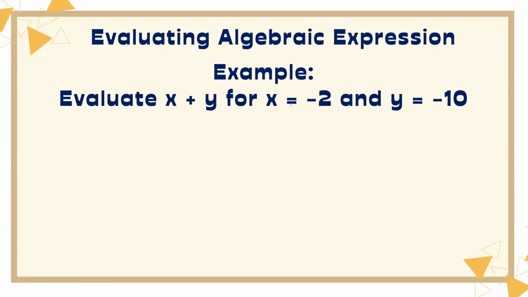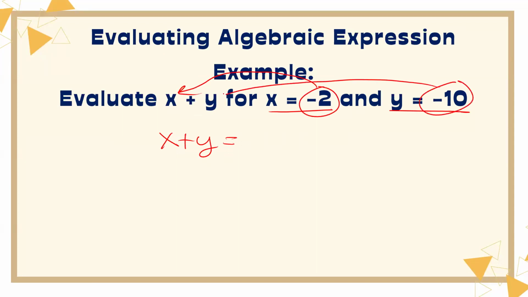Evaluate x plus y when x is negative 2 and y equals negative 10. So we simply substitute x plus y, so negative 2 for x, and negative 10 for y. So what is the value of x again? Very good, negative 2 plus, what's the value of y? Negative 10. So following our previous discussion on adding integers, what's negative 2 plus negative 10?